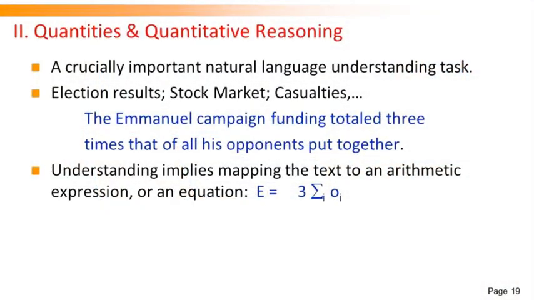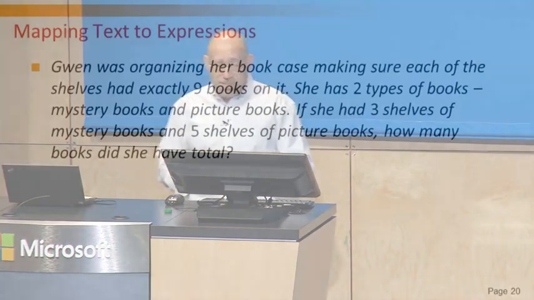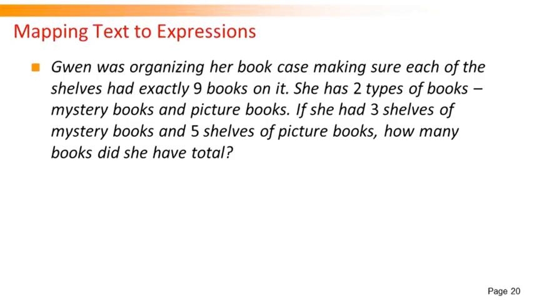When we read this, all of us think about an equation that goes something like E is 3 times the sum of all the Oi's, or maybe an approximate version of this. But how do we do this? How do we map this text into an equation that actually makes sense? I'm going to skip this example and just talk about how to map text to expression.